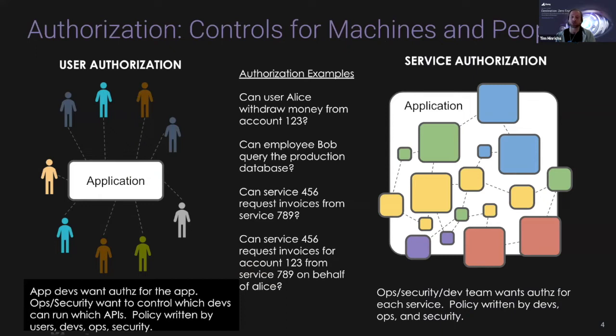And I want to just contrast this very quickly with authentication. Remember, authentication is the problem of how do you convince a computer system that you are who you say you are. That's usually solved with usernames and thumbprints and passwords and MFA and the like. Today, we're going to be focusing on authorization. So can Alice withdraw money from an account? Can Bob query the production database? Can this service request invoices from another service, and so on?